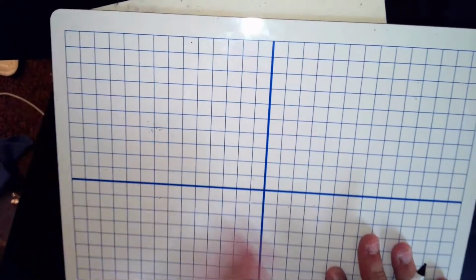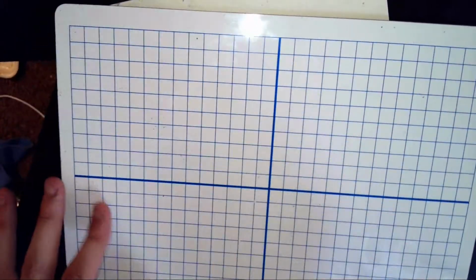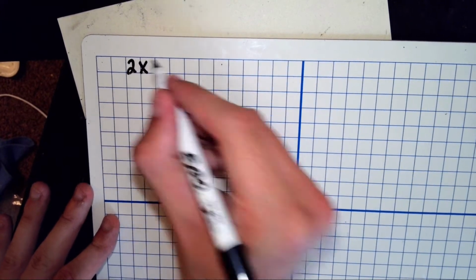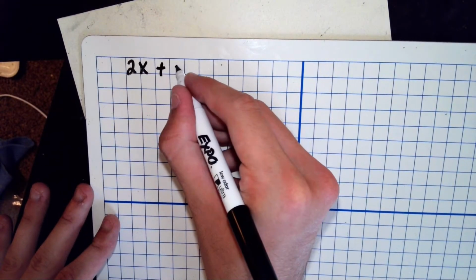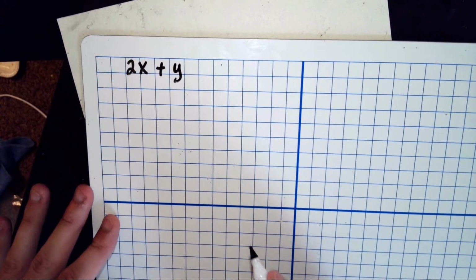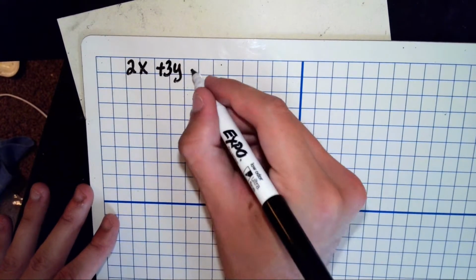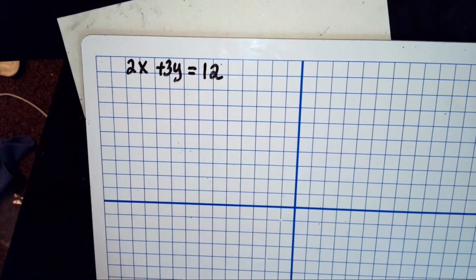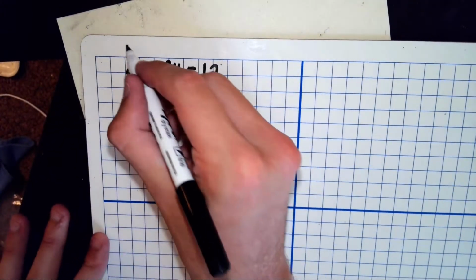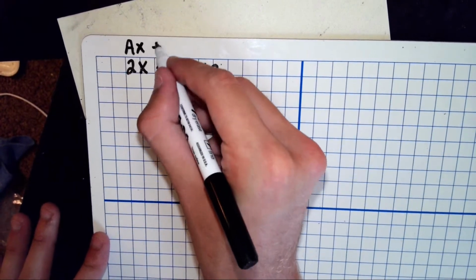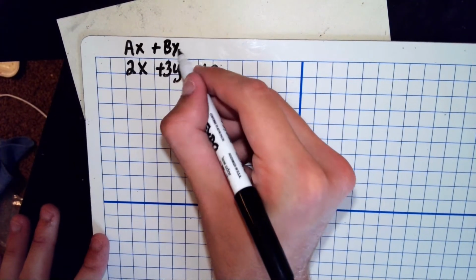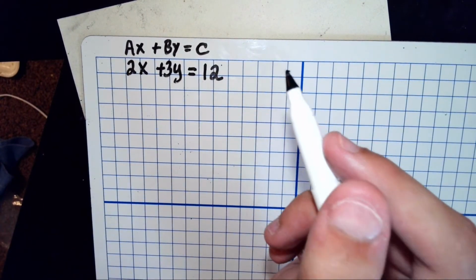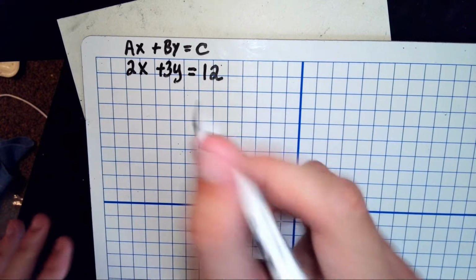So on the other side, let's come up with the equation of a line. How about 2x plus 3y is 12. This is the equation of a line. It's in the form ax plus by equals c. This is sometimes called the standard form of a line. Okay, now let's go over the process.